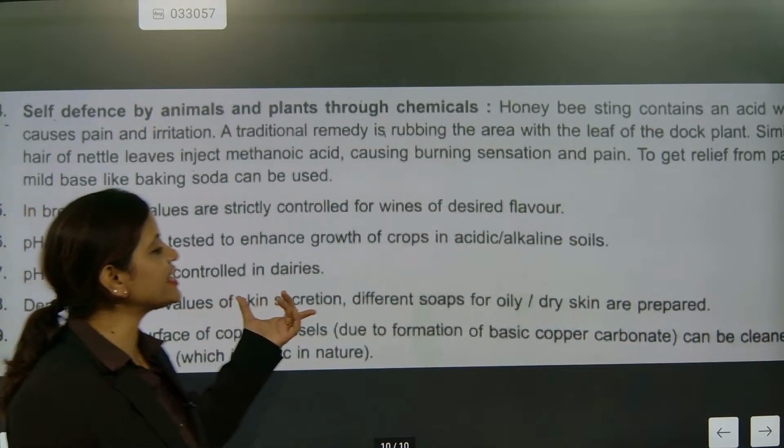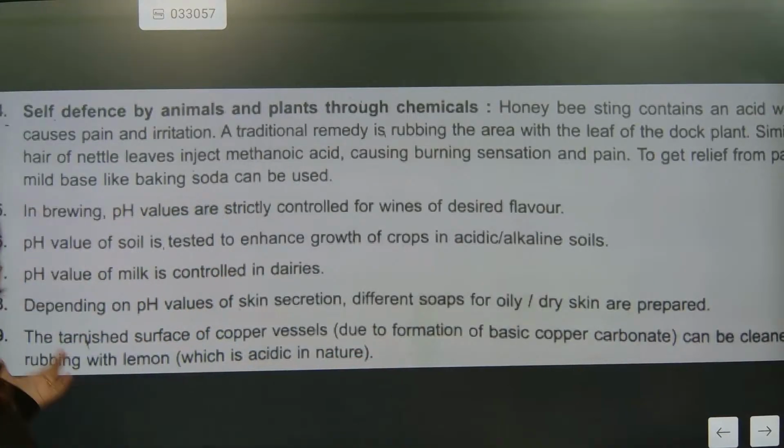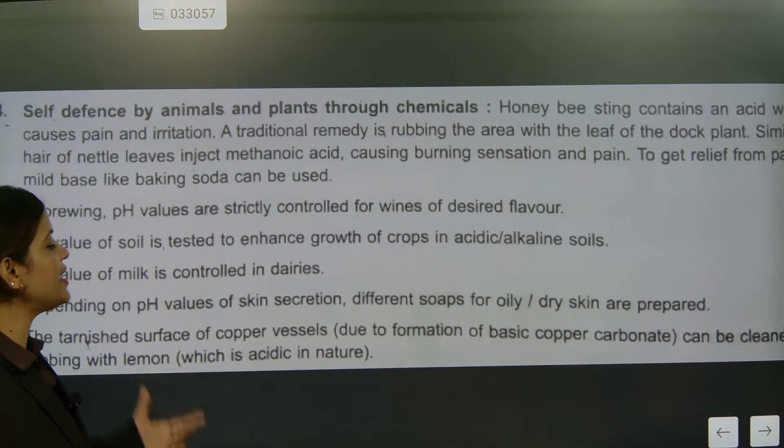Depending on pH, skin secretion is oily, this is also soap. Soap is basic in nature. Next, the tarnished surface of a copper vessel can be cleaned by rubbing lemon.